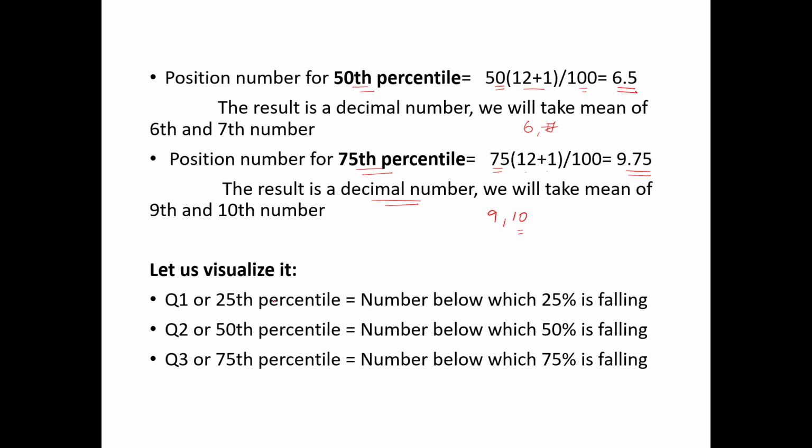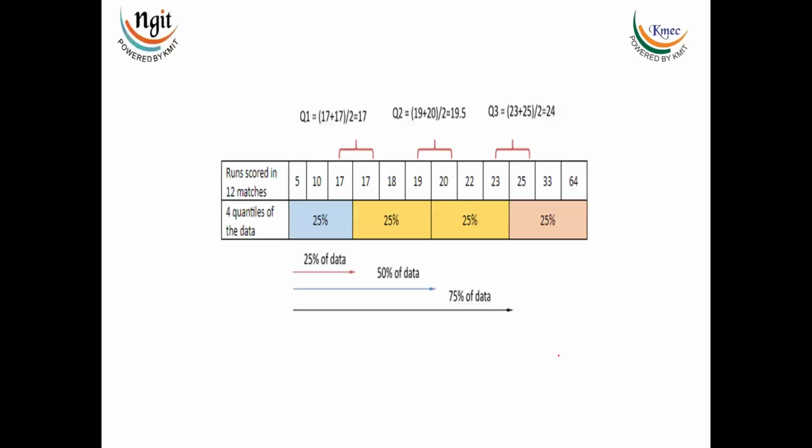So let us visualize it. Q1, that is also called the 25th percentile, is the number below which 25% is falling. Q2 or the 50th percentile is the number below which 50% is falling. Last one, Q3 or the 75th percentile is the number below which 75% is falling. Now, let us represent the same example with this.